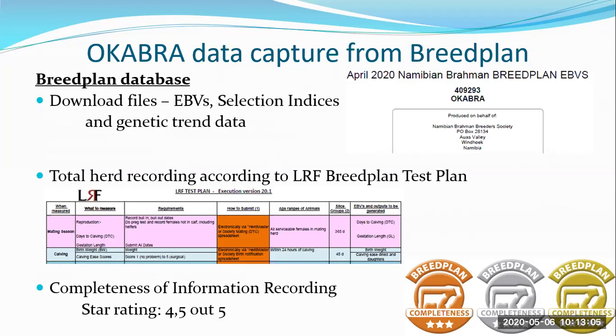And the last one is a completeness of information recording, which is also a very nice tool, which will give you where you roughly stand with the data you're submitting and the quality of data. We stand at 4.5 out of 5. You get a 3-star, 4-star, 5-star rating, and that gives you a good indication where you are.